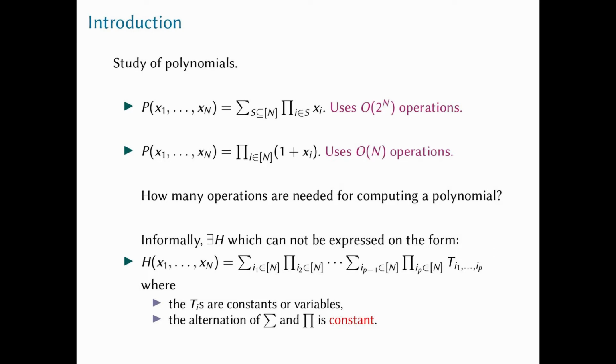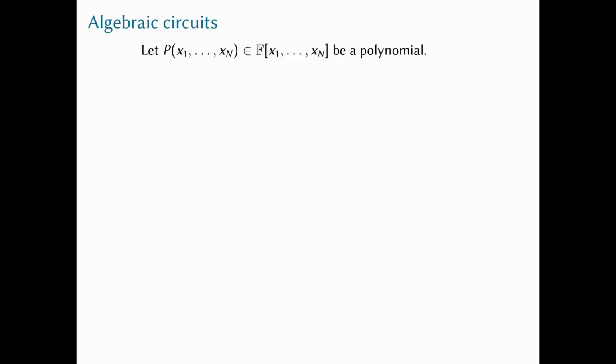Informally, the result we will present today is that there exists an explicit polynomial h which cannot be expressed in the following form. What is this form? It is a sum of linear size of a product of linear size, and so on until a sum of linear size of products of linear size. At the end, there are only T_ij, which are constants or variables. The main point here is that we assume the number of alternations between sums and products is constant.